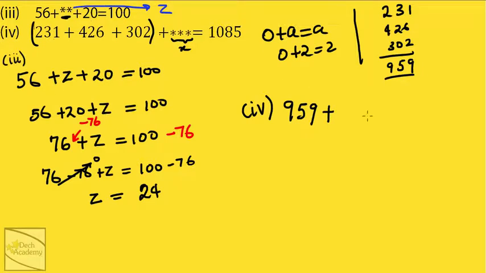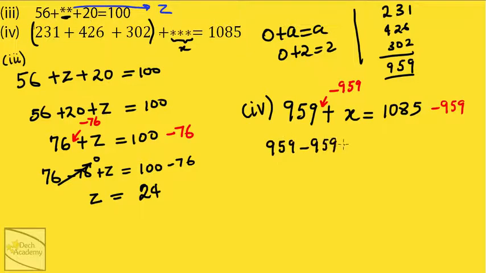So we have 959 plus our unknown number x is equal to 1085. So to find x, we just need to get rid of this 959. So I can do that by subtracting 959 from both sides. So what we have is 959 minus 959 plus x is equal to 1085 minus 959. 959 minus 959 is 0. 0 plus x is x. On the right hand side, we have 1085 minus 959, which is 126.